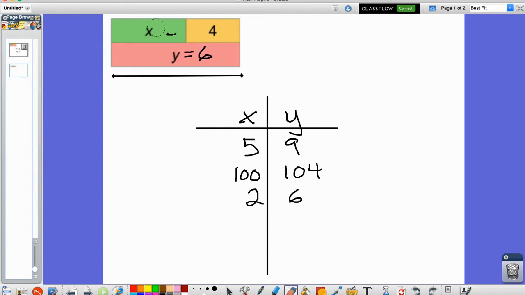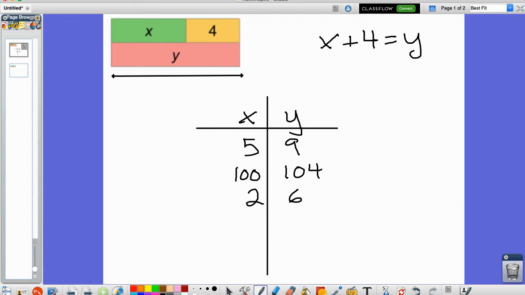So what's going on in this situation? Well, if we stare at our tape diagram, you can realize that we're taking x, we're adding 4, and we're getting y. We're taking the x, and we add 4, and we always get y, okay?